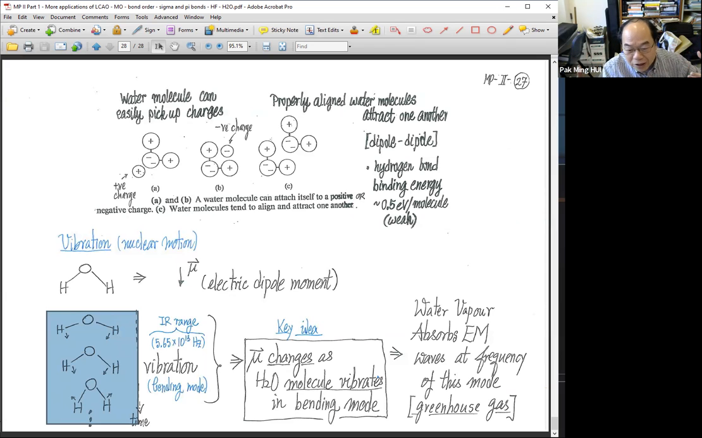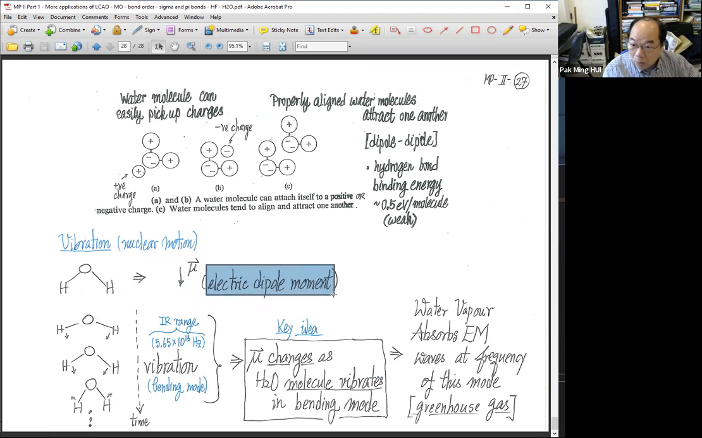And that is the reason why now, in addition to reducing CO2, water vapor is actually also another factor for global warming. But as you will see a bit later, having an electric dipole moment alone is not the key point. The key point is that this electric dipole moment should be changing as the molecule vibrates.